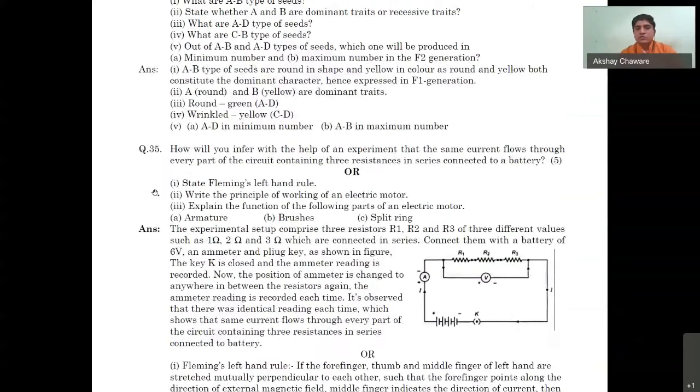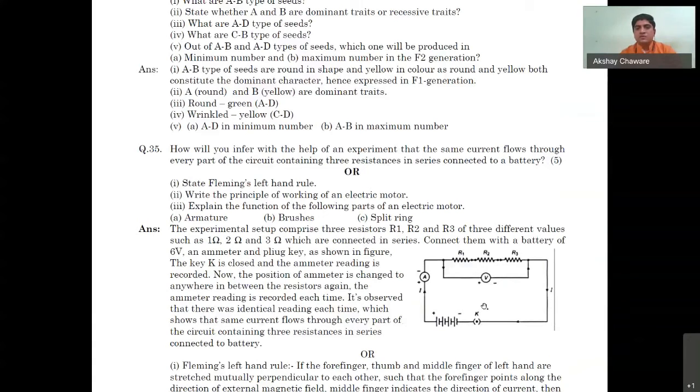Now in question number 35, how will you infer with the help of an experiment that the same current flows through every part of the circuit containing 3 resistances in series connected to a battery? Now see, here you have to explain one experiment, and for an experiment, the experimental setup is necessary. Many students have written theory, but marks are given only for the experiment. Okay, you have to explain the experiment, beta.